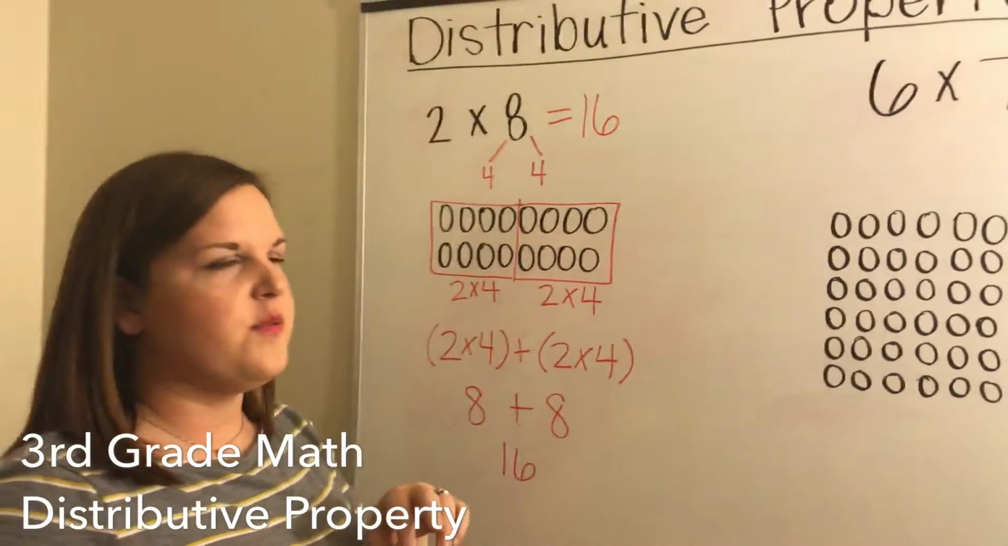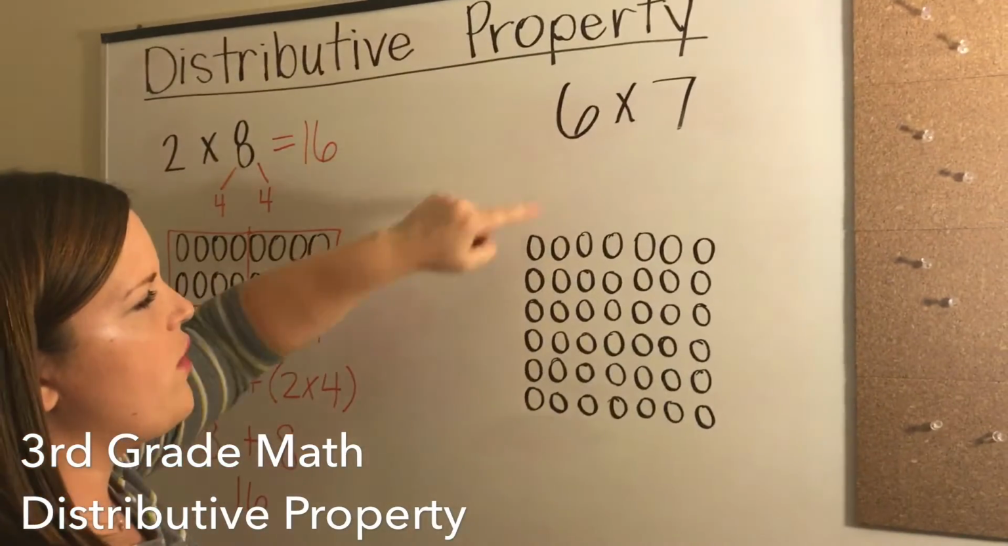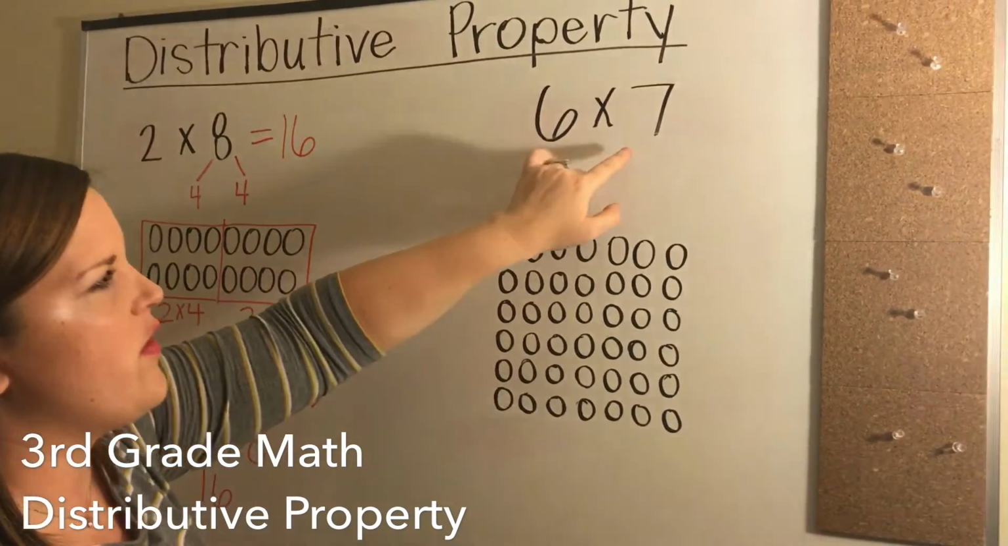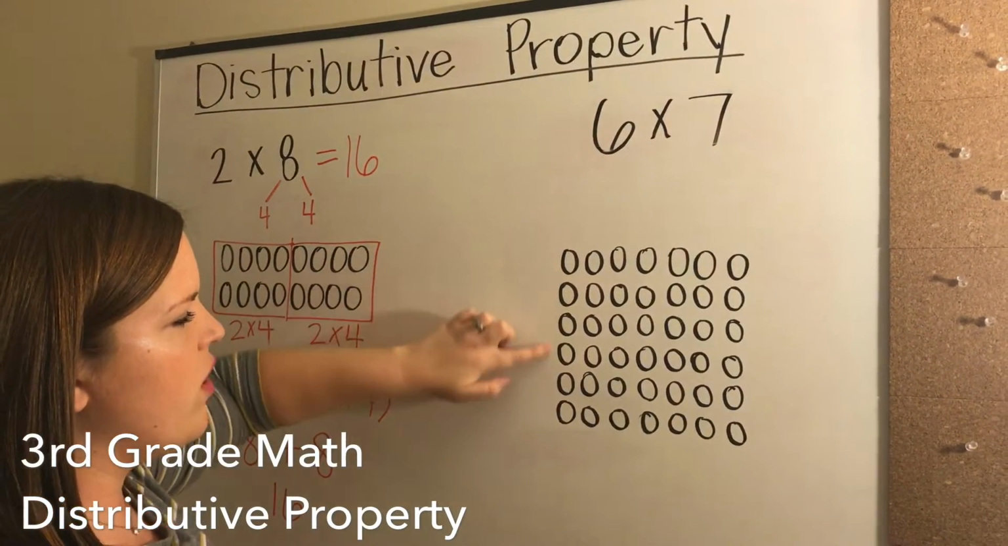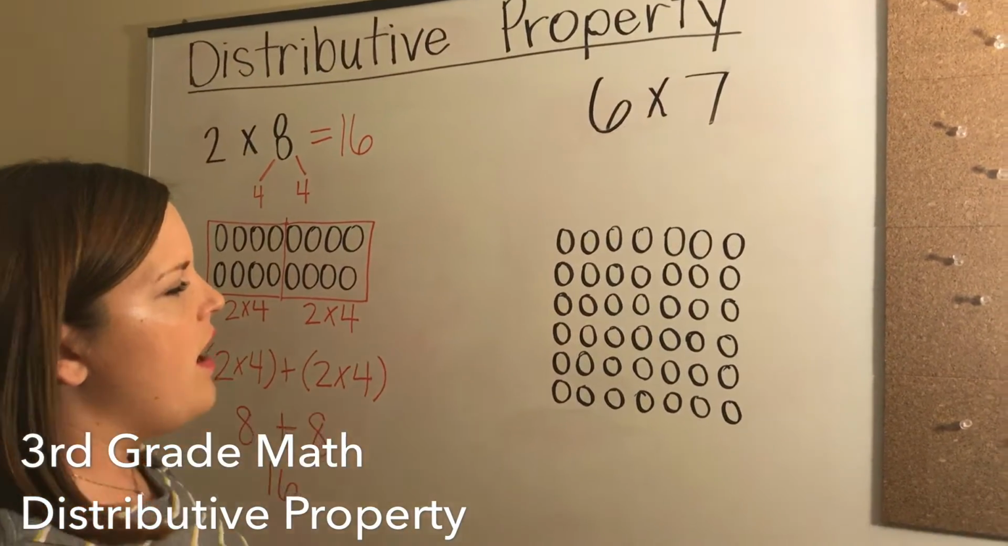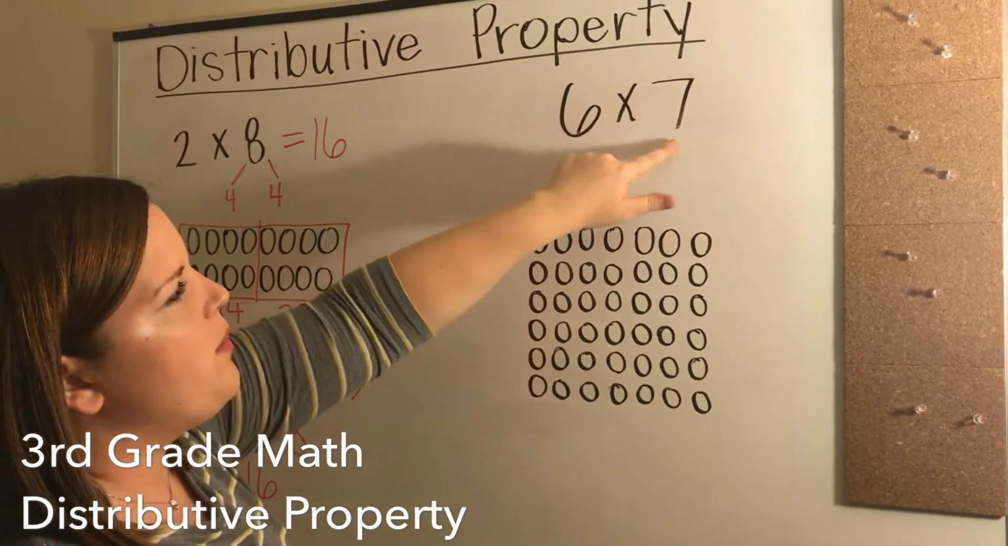Okay? So let's do one that's a little bit harder. So this one is 6 times 7. And you can see I've already drawn, again, 6 times 7 represents 6 groups of, or 6 rows of 7. So I've drawn 6 rows of 7 here. And we're going to break this one again into 2 smaller arrays. I'm going to break apart the 7.